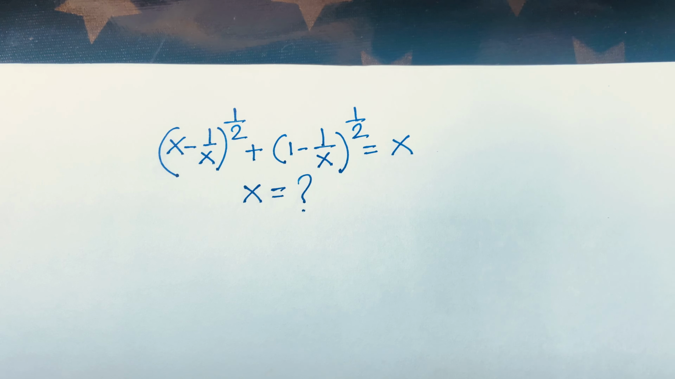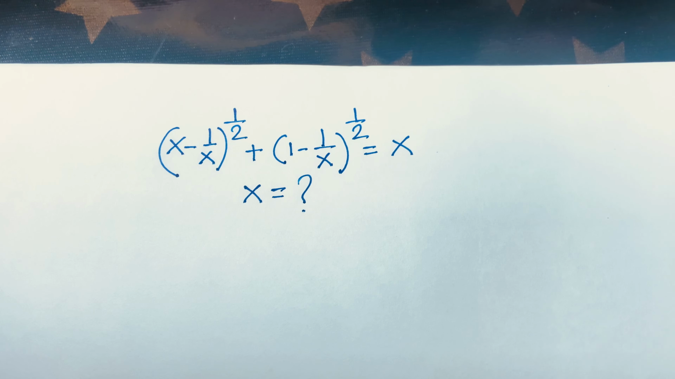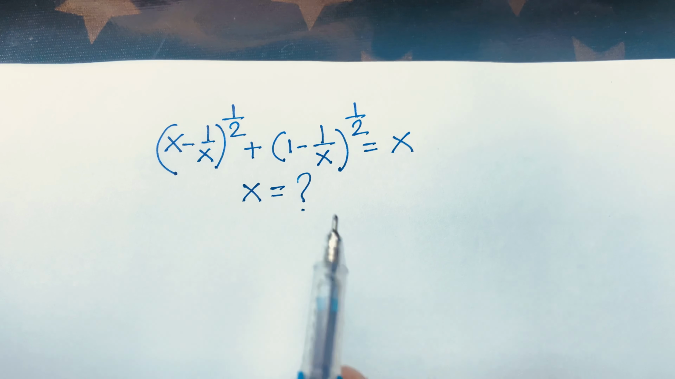Hello everyone. In this video, we are going to solve this interesting math question. This question is (x minus 1 over x) to the power half plus (1 minus 1 over x) to the power half is equal to x. And how to solve this question? We'll find out what is the value of x in this math question.